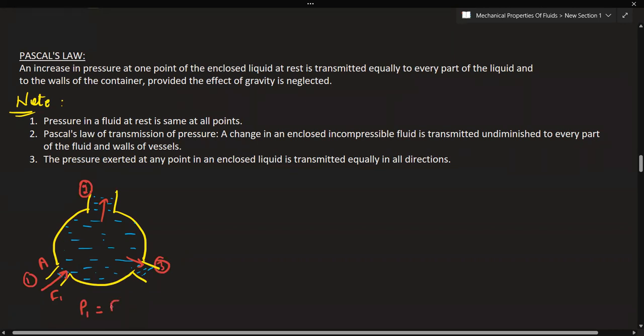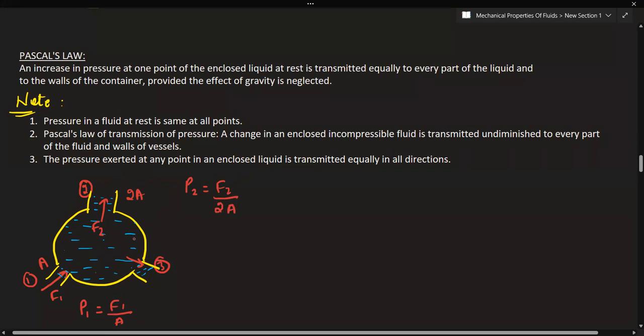F1 by A. Now see, if I say the area of this second end is 2A, this is not A, this is 2A. It's wider than this first area. And the force is F2. Now, can you tell me what is the pressure P2 over here in end 2? F2 by 2A.